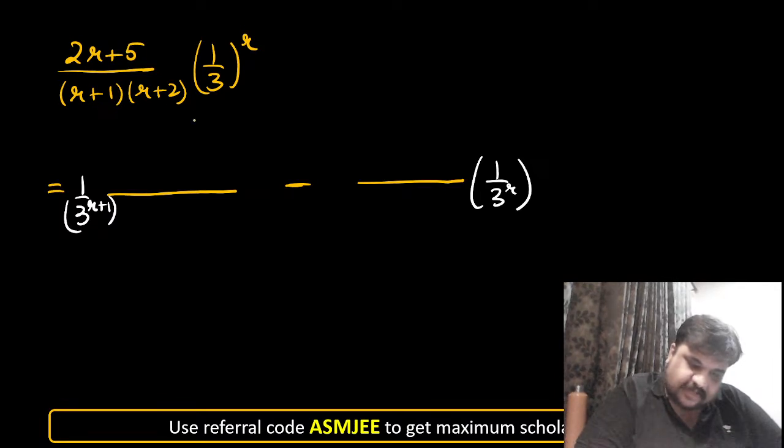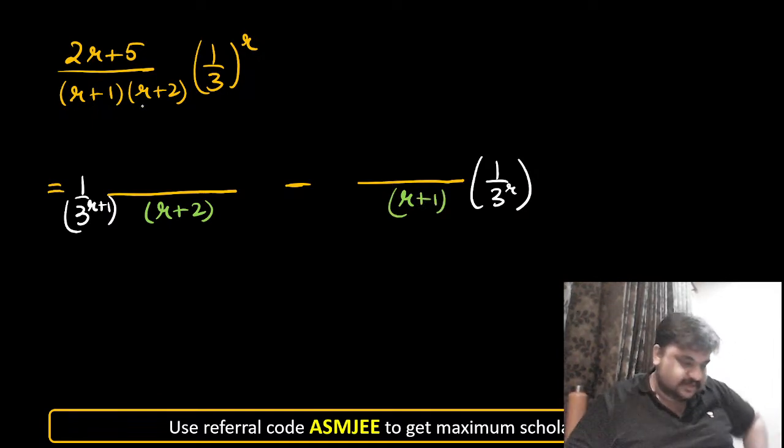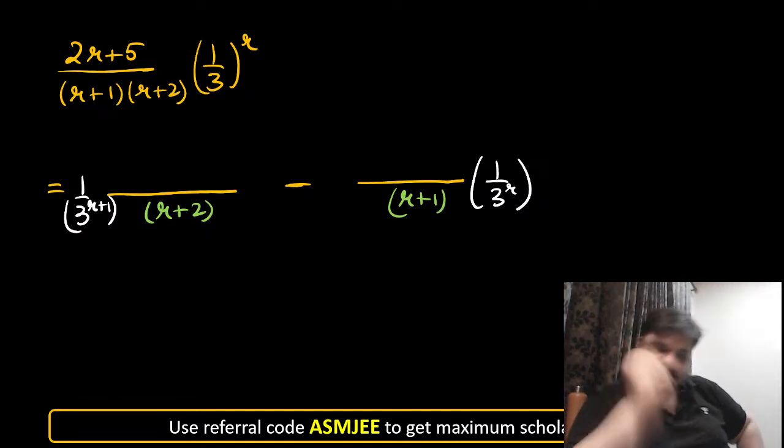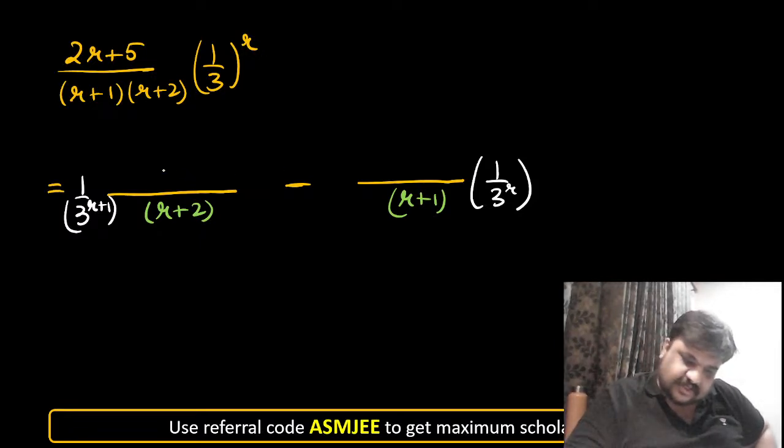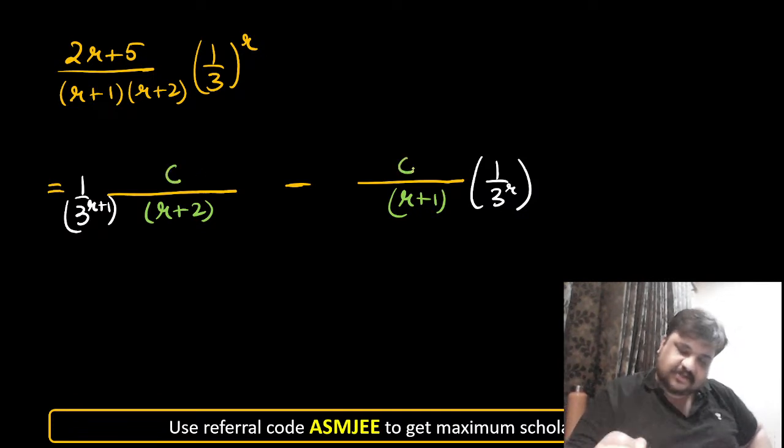Now you also need r plus 1, r plus 2 here. So this might be r plus 2, this might be r plus 1. Then only the LCM will work like this. See, we have handled the LCM. Now, should we take a constant here? If we take a constant, the LCM here will be this. I think it will work.